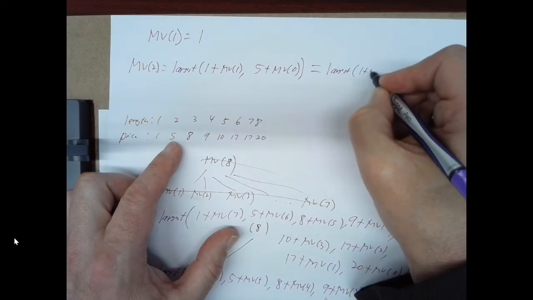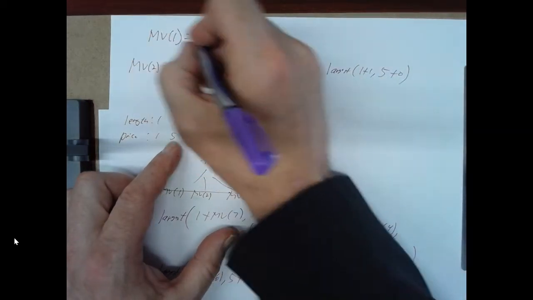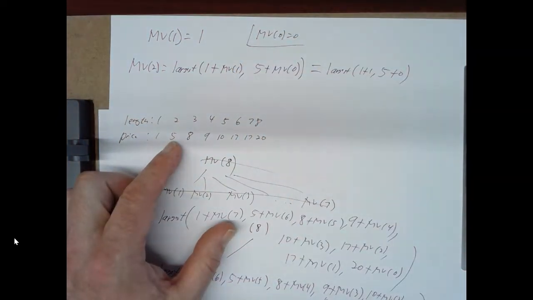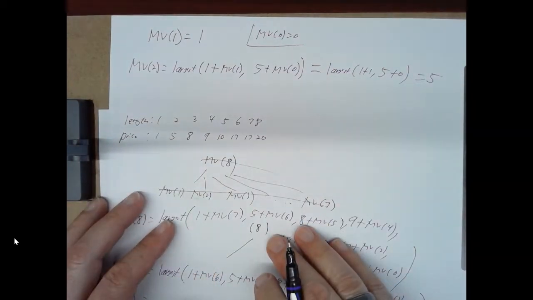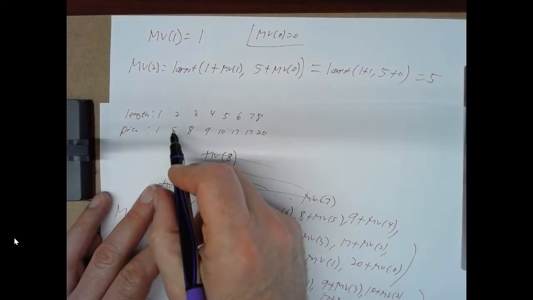So it's 1 plus 1, or 5 plus 0, because max val of 0 is always 0. So the largest of 2 or 5, that's just 5. So the most we can get from a 2-inch piece is $5, and we get that by not cutting it at all.